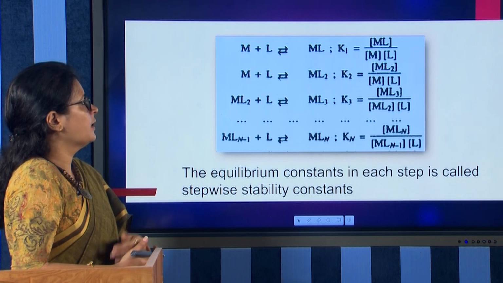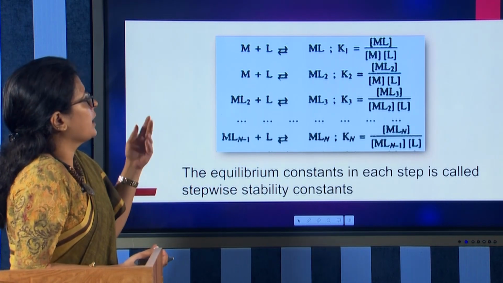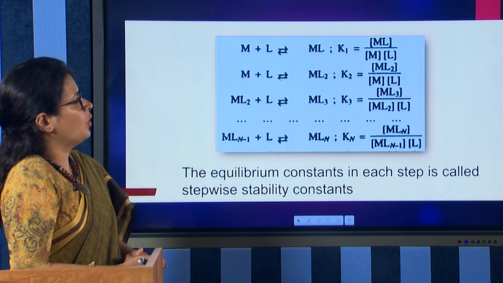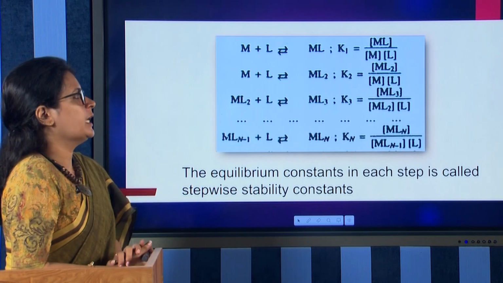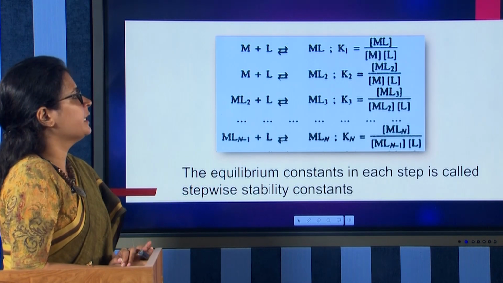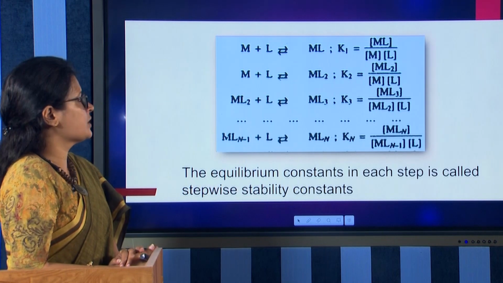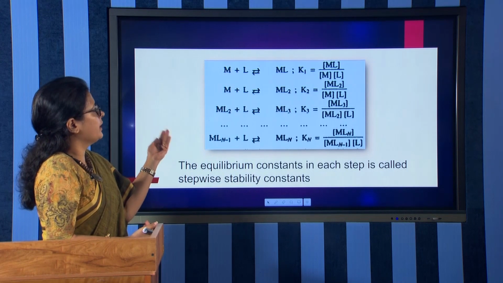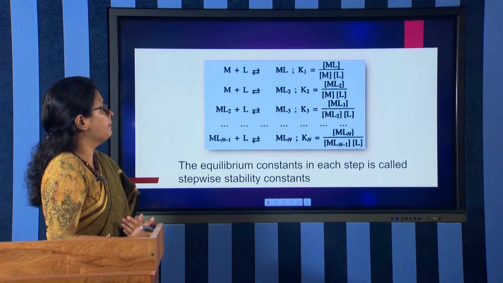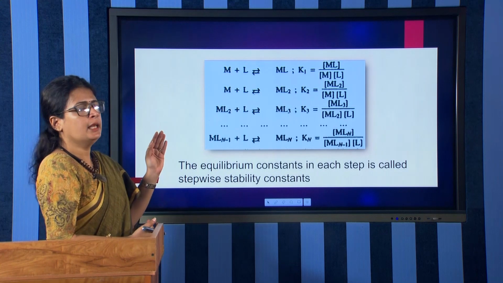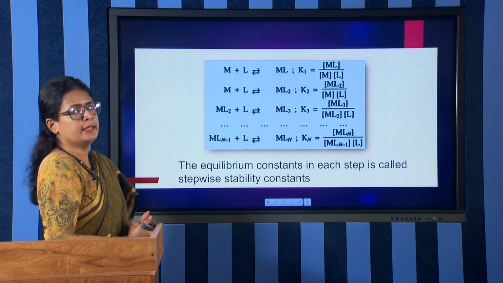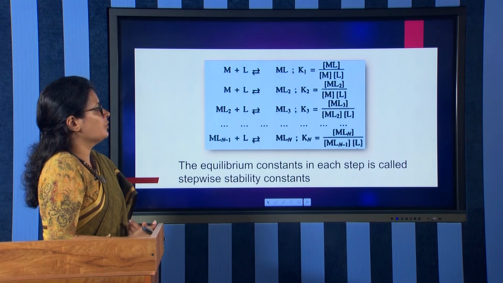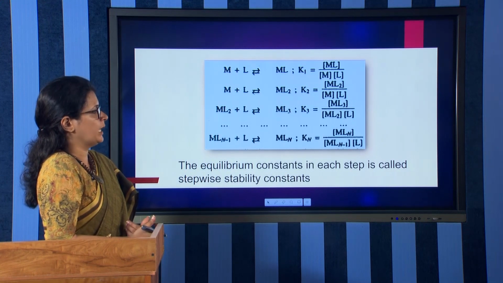In the second step, M plus L giving ML2, the stability constant is K2, equal to the concentration of ML2 divided by the concentration of M into the concentration of L. Now this ML2, when combined with another ligand, ML2 plus L, forms ML3, and in that case K3 equals the concentration of ML3 divided by the concentration of ML2 into the concentration of L.